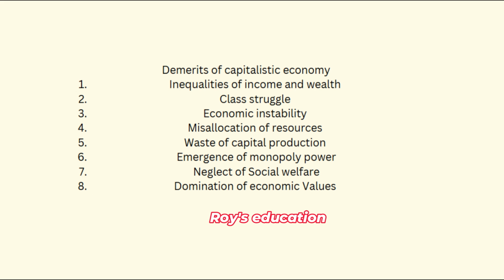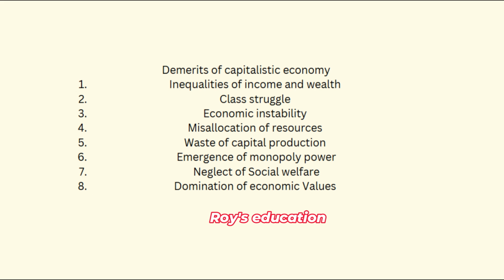Next point is economic instability. Instability arises because there is no coordinating agency. There is always a possibility of overproduction or underproduction, booms and depression, inflation and unemployment. So these economic fluctuations can cause a lot of human misery and suffering.